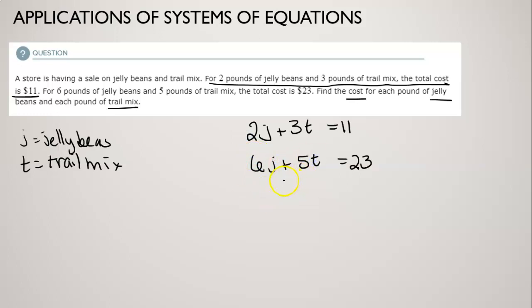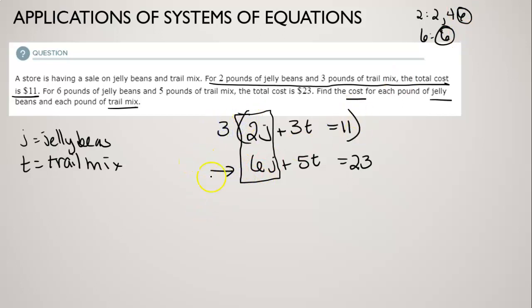And then I want you to pause for a second and think, should I use substitution or elimination? These are lined up in standard form and none of the variables are isolated, so this is perfect for elimination. I'm going to focus on the jelly beans because I notice that 6 is already a multiple of 2. If I look for my common multiple, it already exists in 6. So this equation doesn't have to change at all. This equation needs to be multiplied by 3.